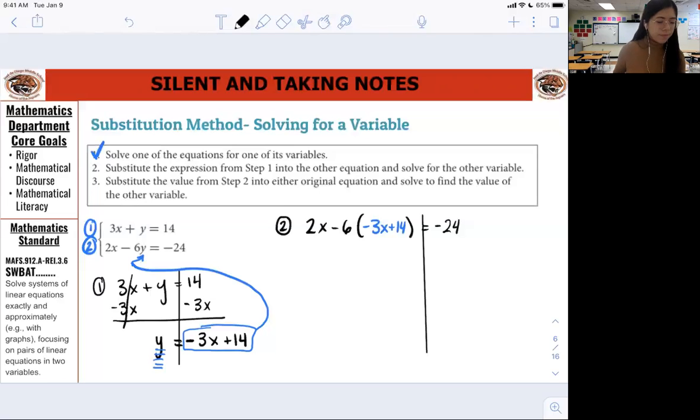Alrighty. All right, let's go ahead and do this together. A couple people got the right answer. Good job. Now you guys can help guide me through how to solve this. So what should I do first?